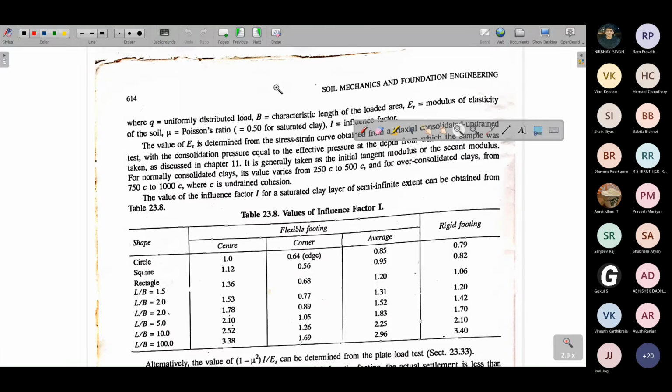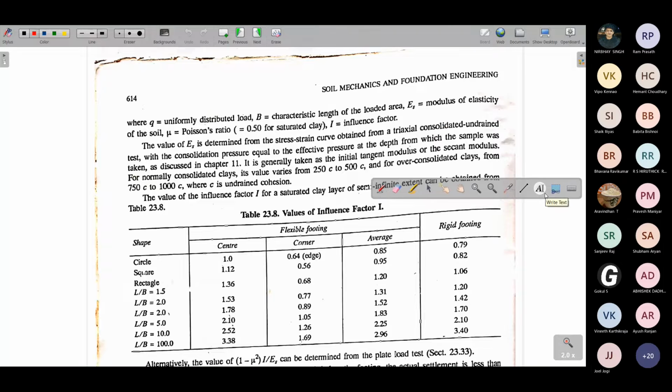So mu is the Poisson's ratio, as I said. Here Q is the uniform distributed load, B is the characteristic length of a loaded area, E is the modulus of elasticity, and mu is the Poisson's ratio. Generally, we take 0.5 for saturated clay, and I is the influence factor.